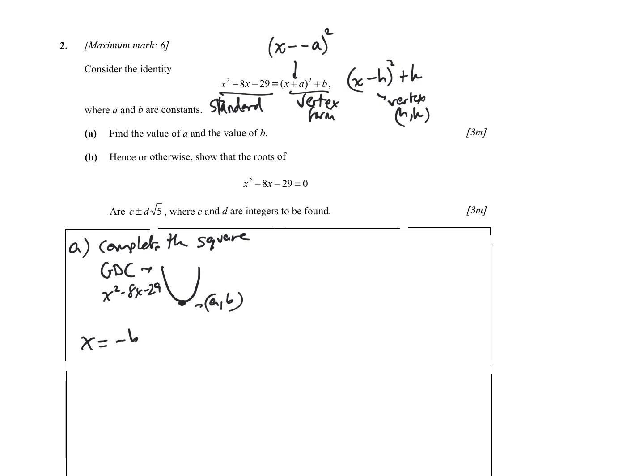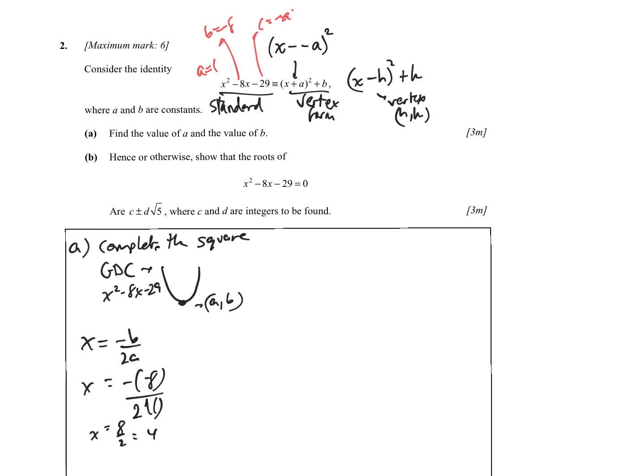calculate the h value by substituting into negative b over 2a. So in standard form, a is 1, b is negative 8, c is negative 29. So this is negative 8 over 2 times 1, so that's 8 over 2, which is 4. So x is 4.